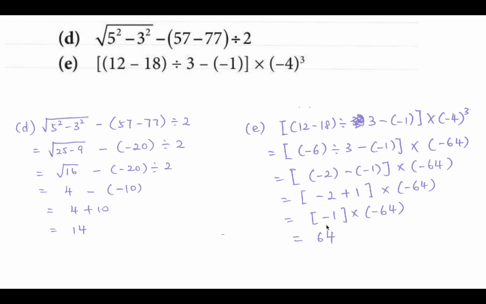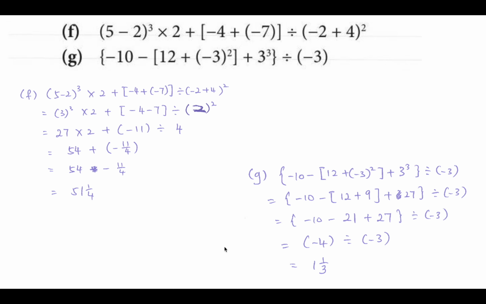So now that we sort out the brackets, we continue with our multiplication. Negative 1 times negative 64 gives us positive 64. Part F, this time round we also have a couple of brackets, so we need to sort those out. So we have 5 minus 2 inside the bracket, that gives us 3, so 3 power 3 over here.